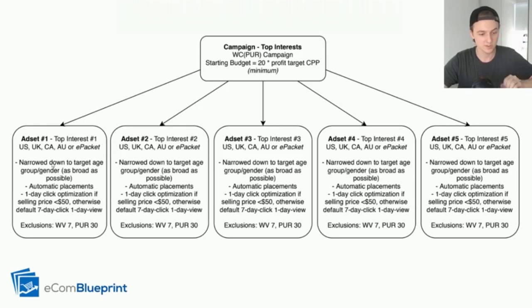And so this is just your top interest number 1. You want to select that interest, narrow down to your target age group, gender, if necessary, right? Like if in the sandbox campaign you had narrowed that down, you want to leave that narrowed down. But you also want to make it as broad as possible. So for example, if you're narrowing down by age, you want to keep the age range as broad as possible within the realm of profitability. Now, for placements, you just want to do auto placements. For your optimization, you just want to do 1-day click optimization if the selling price is under 50. Otherwise, just the default 7-day click, 1-day view.